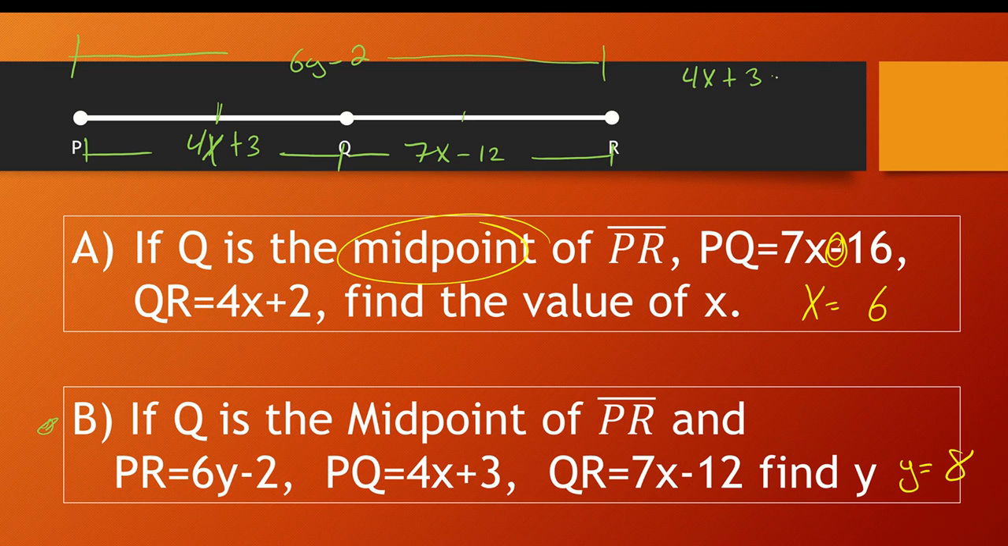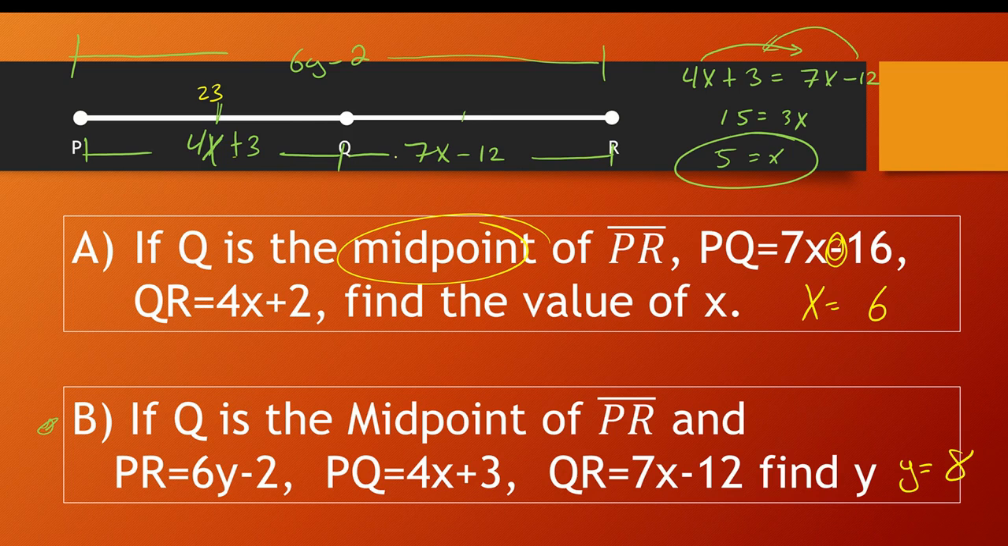So we have 4x plus 3 is equal to 7x minus 12, and we're going to solve for x. So move the 4x over there, move the 12 over here. So we get 15 is equal to 3x. Divide both sides by 3, and we get x to be 5. And now that I know that x is 5, once I plug it into both of these segments, this is 23, right?